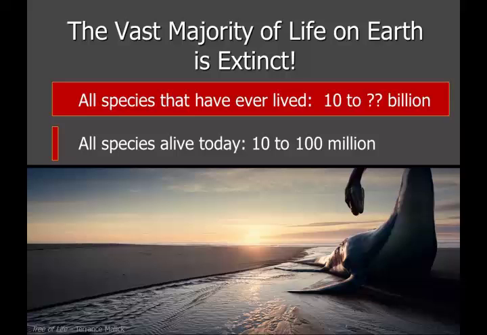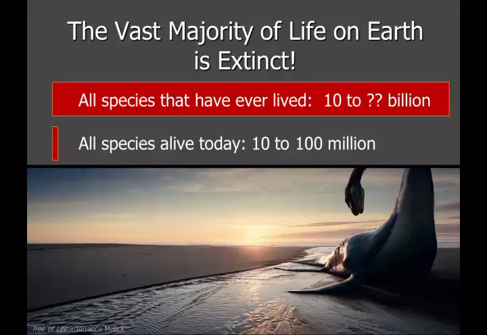So we're saying maybe 10 to 100 million different things are alive today on Earth. Right? We've only named less than 1 million of them. But there's a lot of things yet to be named. So maybe there's 100 million, really optimistically, of things alive on Earth today.